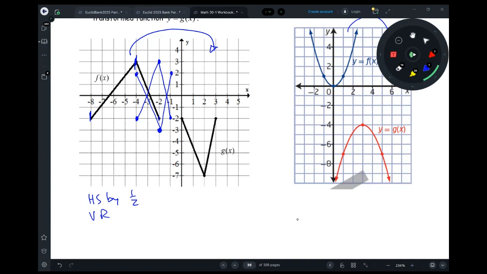But now all I got to do is move this point over here. And so that means 1, 2, 3, 4, horizontal translation 4 to the right, and then a vertical translation 4 down.